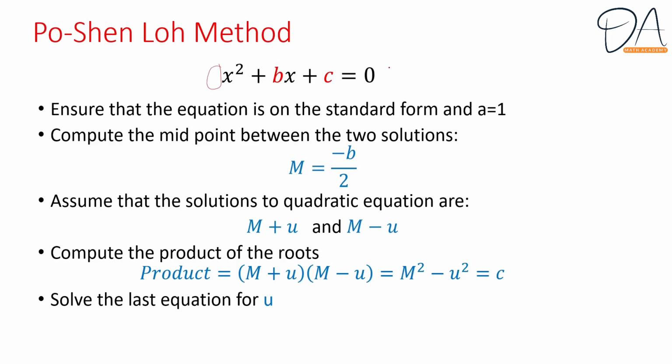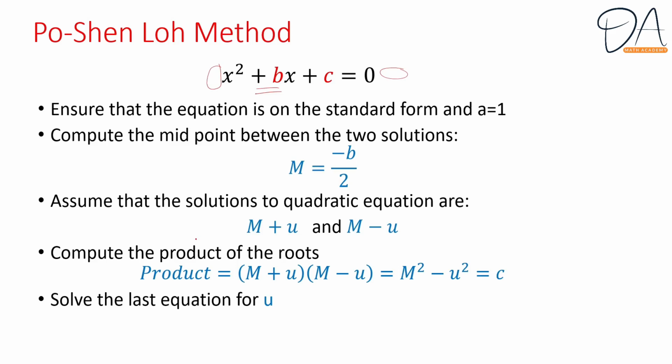Similarly, if you have anything on the right-hand side other than 0, you need to move it to the left-hand side. And then the calculation goes as follows. First, we calculate the midpoint between the two solutions. As we see in the analysis that we did, it's simply minus b divided by 2.